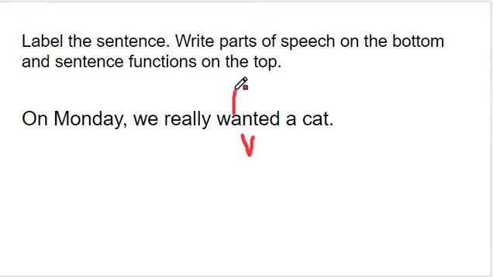Wanting is something you do, right? That's an action verb. And once you find the verb, you can say who or what is doing this verb, and that'll be the subject. So who or what wanted a cat? We did. We's the subject. Okay, and we is standing in for some names, so that is a pronoun. What do pronouns do? They replace nouns.